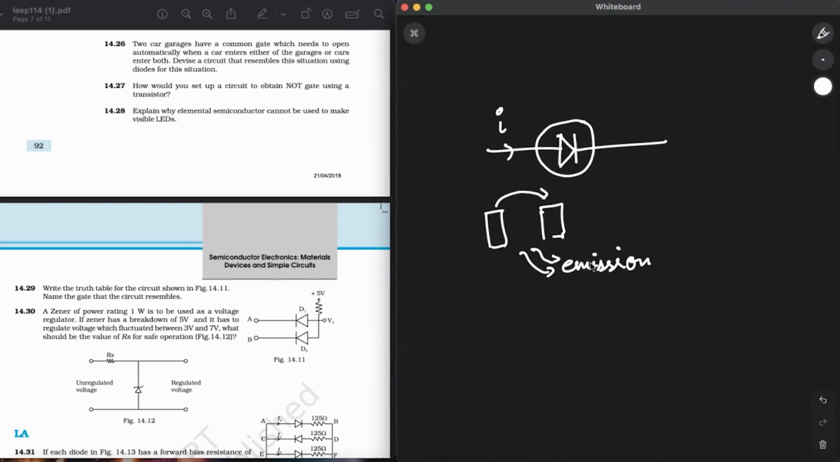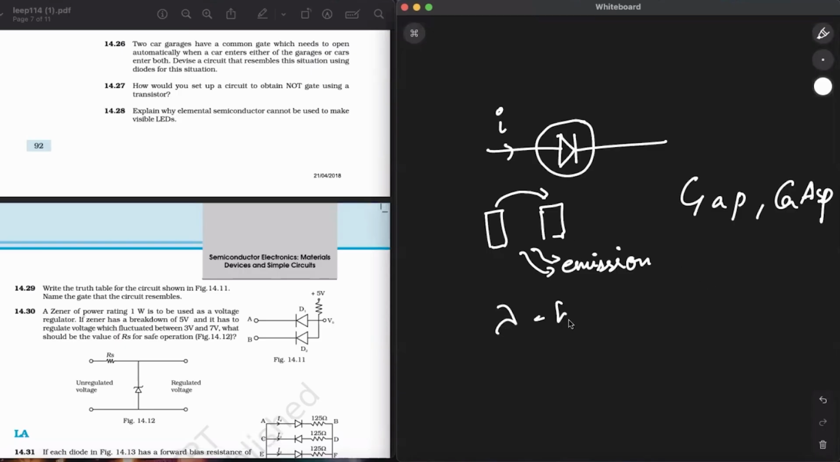So when you use light emitting diodes, they are basically GaAs-type diodes. When the electrons jump from band 1 to band 2 in these situations, they emit light energy. But when you use an elemental semiconductor, the band gap is such that the emission will be in the infrared region. It will not be in the visible region. So that is the basic idea, and I'll show you over here.